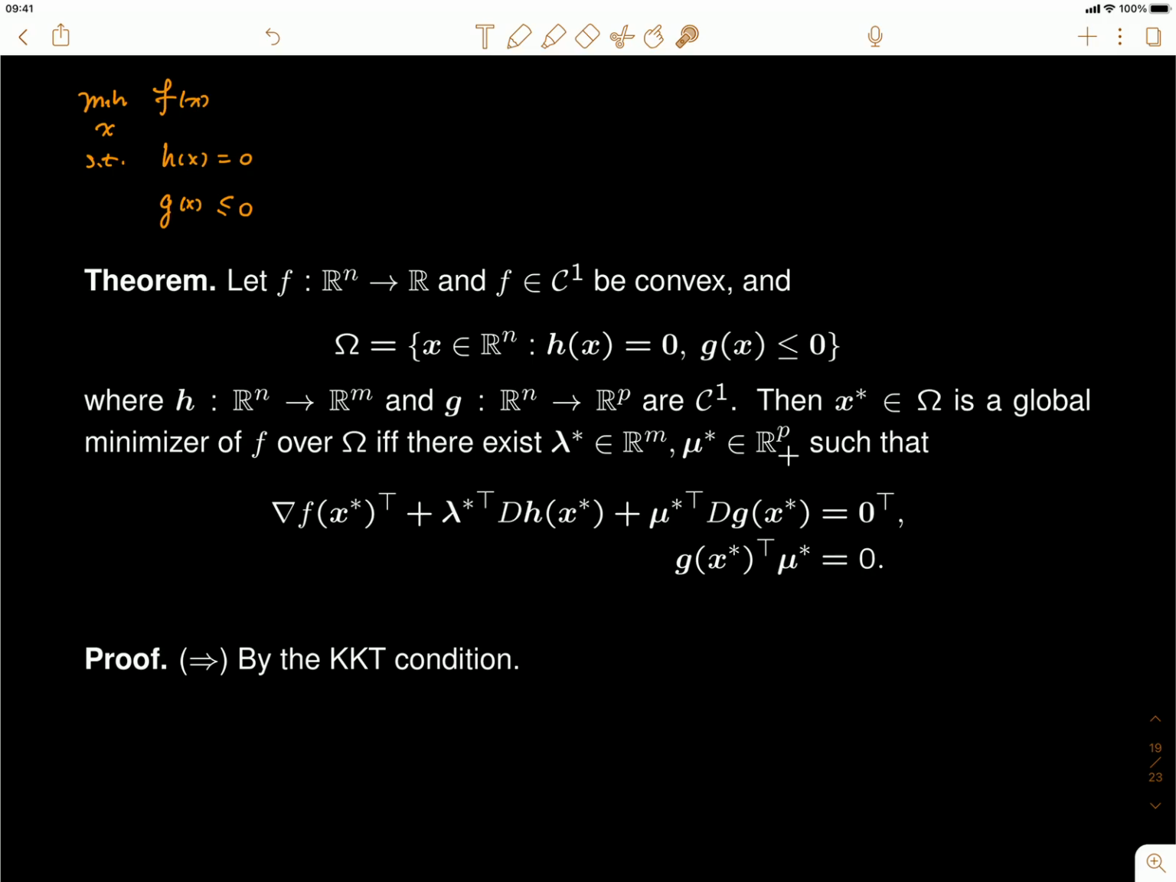Okay, so now get back to this theorem. What we're trying to do in this theorem is to show that the KKT condition is a sufficient and necessary condition for a point to be a global minimizer of this optimization problem. The setup is as follows. We have a function f, which is the objective function. It is C1, meaning that it's continuously differentiable, and is convex. And this omega, specified by these two constraints, is also convex. I should add this as before.